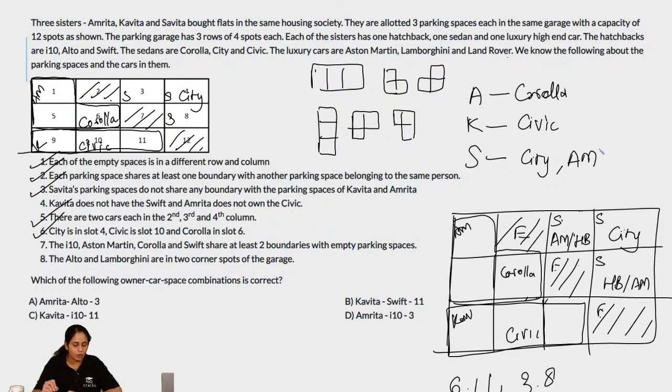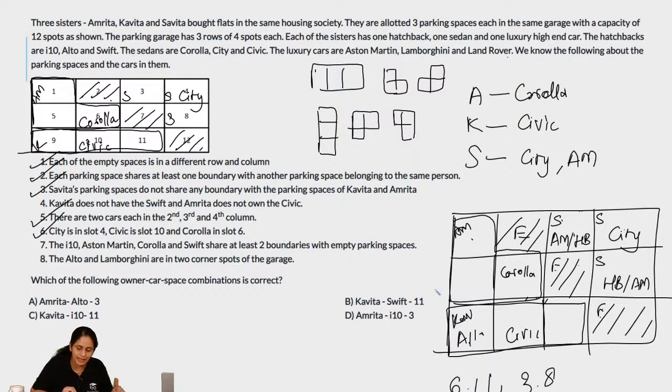Now we are told that the Alto and Lamborghini are in the 2 corners of the garage. So the Alto can be here or over here, so it can be either 1 or 9. But we know that one of i10 or Swift has to be Savita's and the other has to be Kavita's. So both of these belong to either of them, because they have 2 boundaries facing empty parking spaces, which means the third hatchback, Alto, must belong to Amrita.